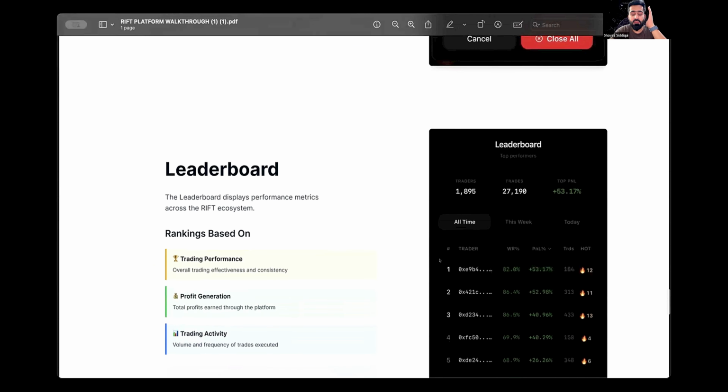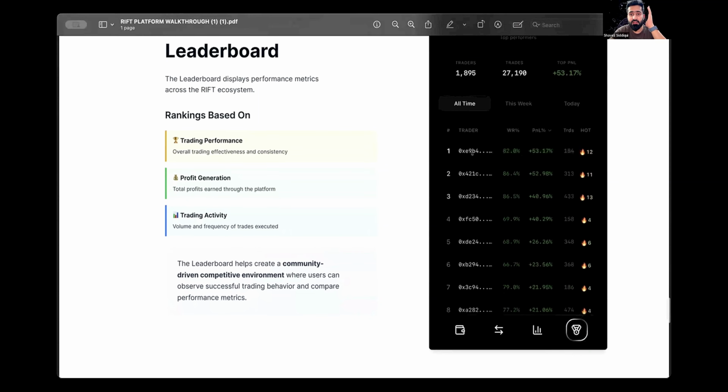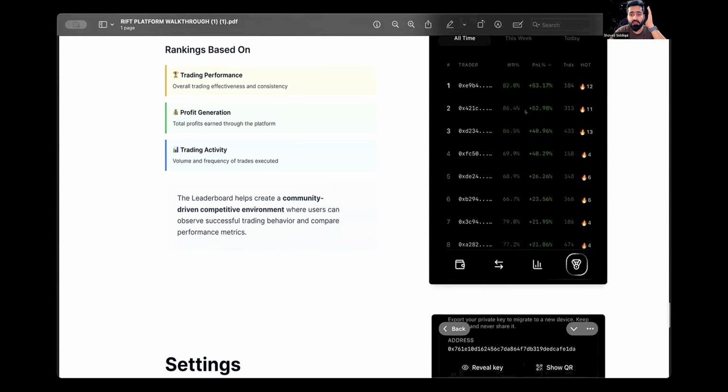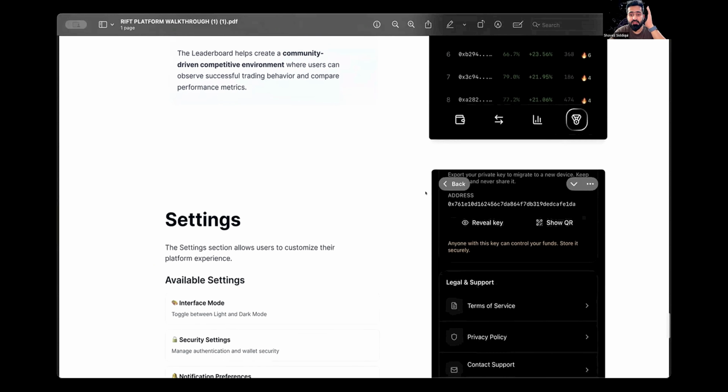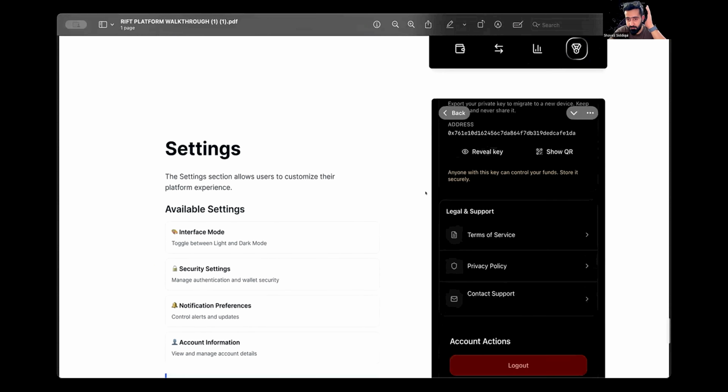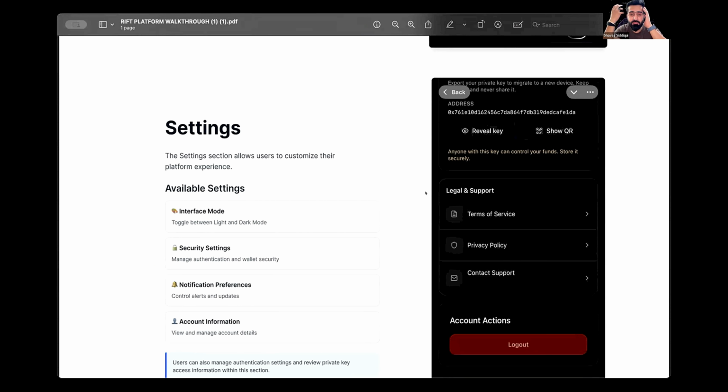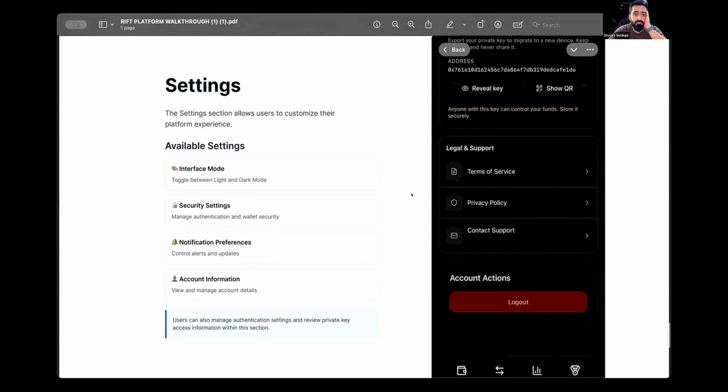Then there is a leaderboard of all the traders on the platform. You see the insights, transaction hashes, the trades which are placed. Then there are settings inside the dashboard: interface mode, light mode, dark mode, security settings, and notification preferences.